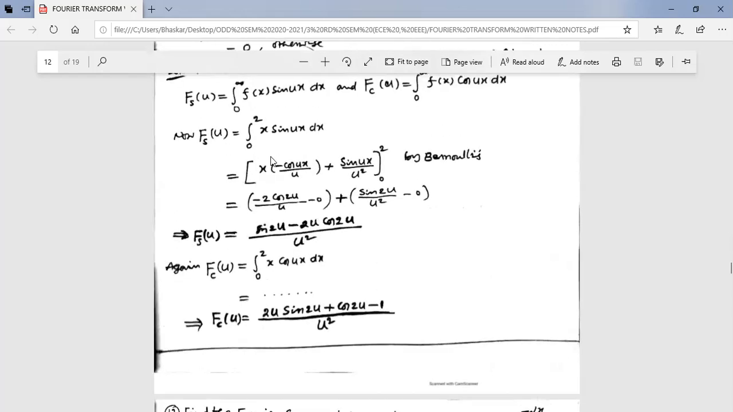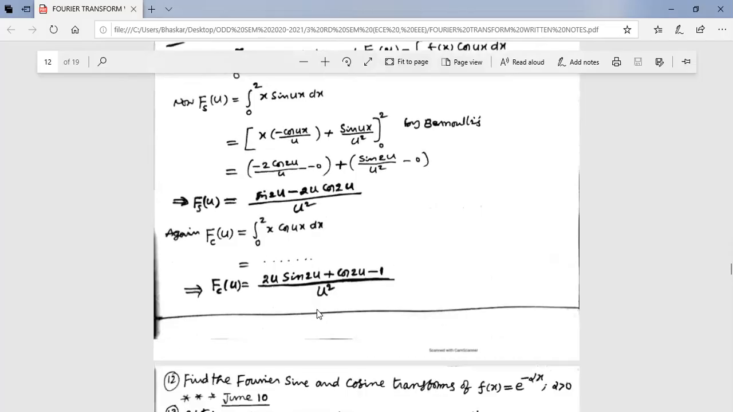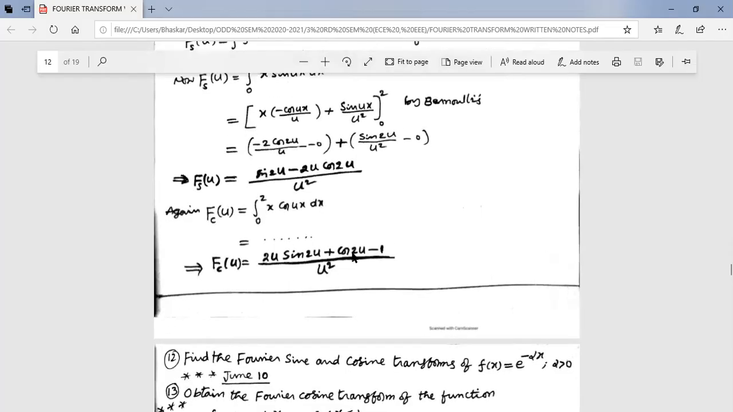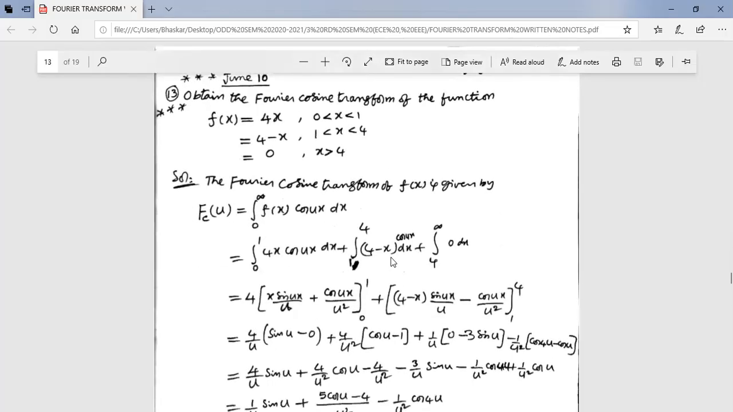For the cosine transform, we apply the same thing. Just substitute x into cos ux into dx. This is an easy concept, that's why I put some dots over here. Now x into cos ux becomes sine ux divided by u, plus u dash becomes 1, and the integral of sine ux becomes minus cos ux divided by u square. On simplifying we get 2u sine 2u plus cos 2u minus 1 divided by u square.